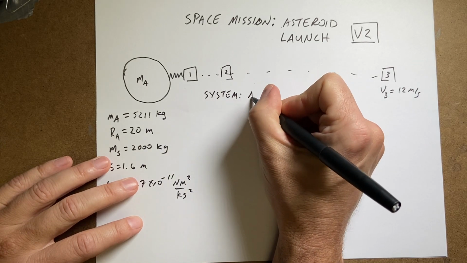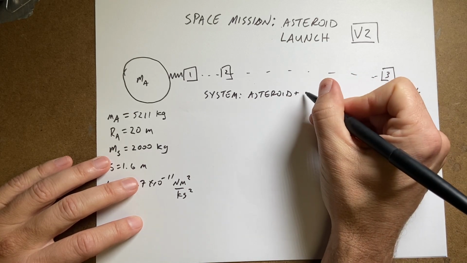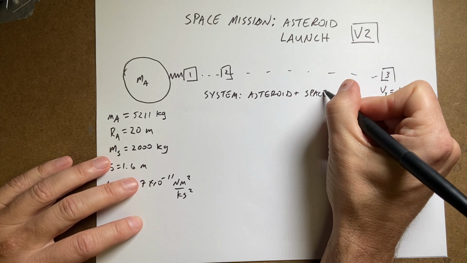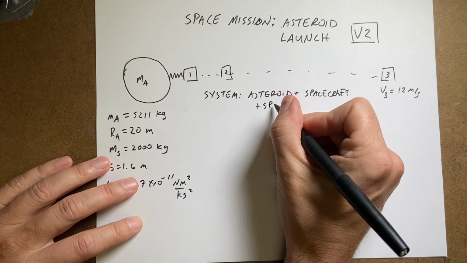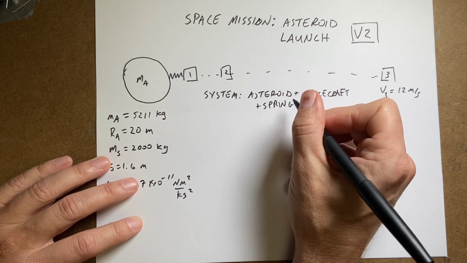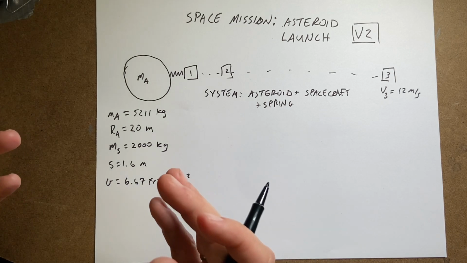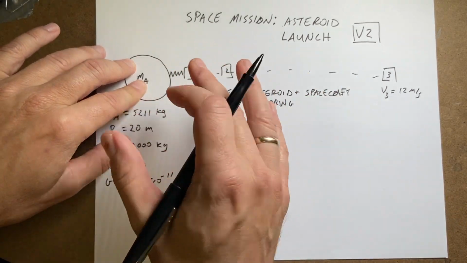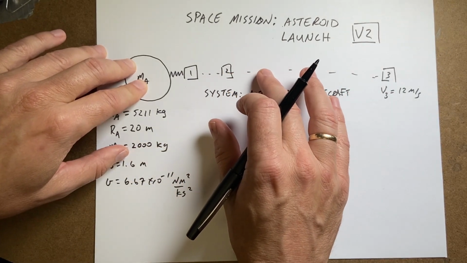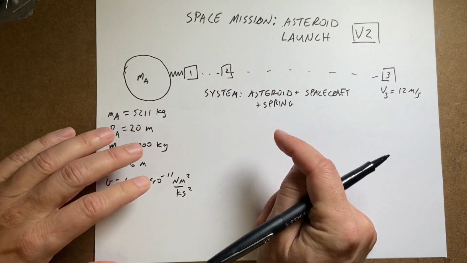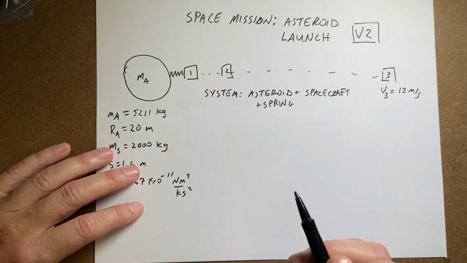It's going to be the asteroid plus the spacecraft plus the spring. It's the same thing. And again, there's no work done on the system because there's no external forces. As this thing moves away, you can go back and watch version 1 of the video, it's going to slow down because the gravitational force is pulling it back. So I don't care about the speed of this one afterwards. I only care about the speed of that one.